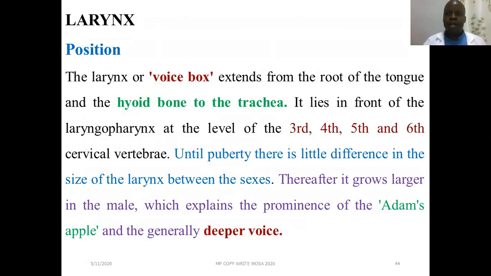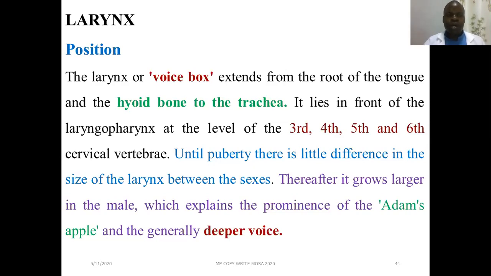Let us look at the larynx. The larynx or voice box extends from the root of the tongue and the hyoid bone to the trachea. It lies in front of the laryngopharynx at the level of the third, fourth, fifth, and sixth cervical vertebrae. Until puberty, there is little difference in the size of the larynx between the sexes. Thereafter, it grows larger in the male, which explains the prominence of the Adam's apple and generally deep voices.